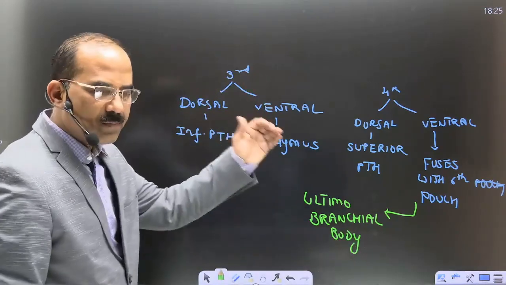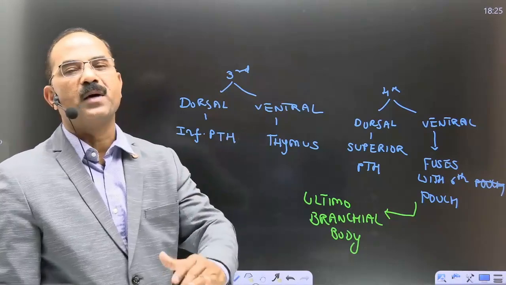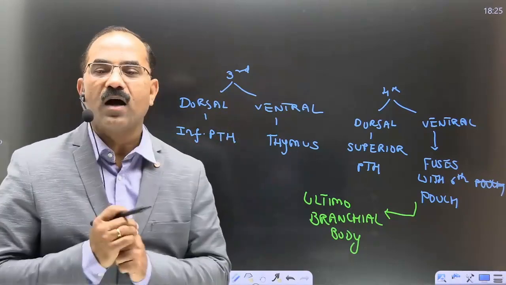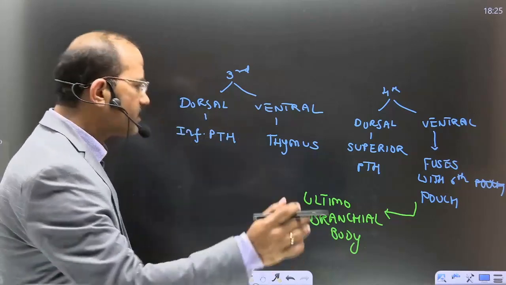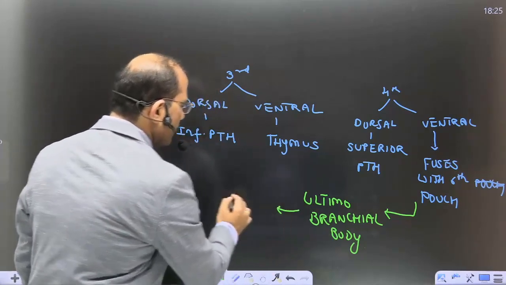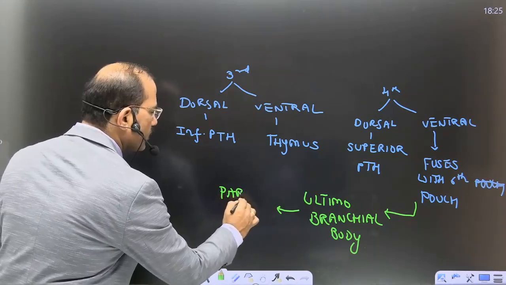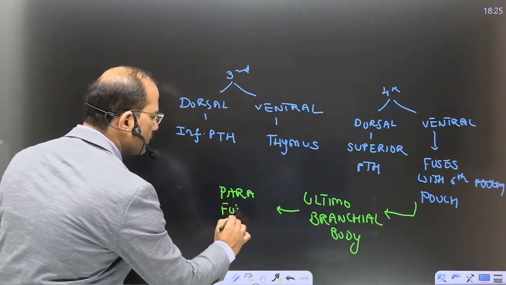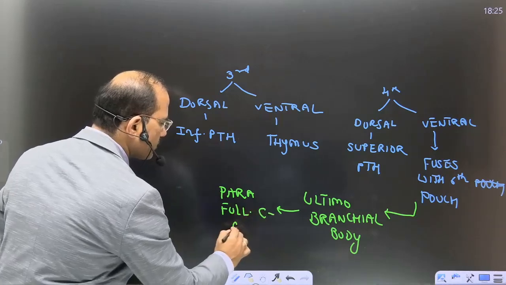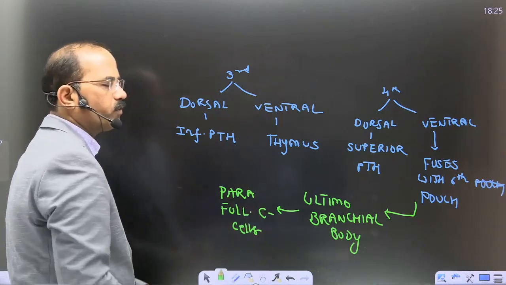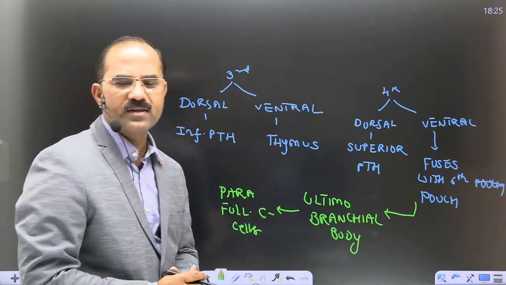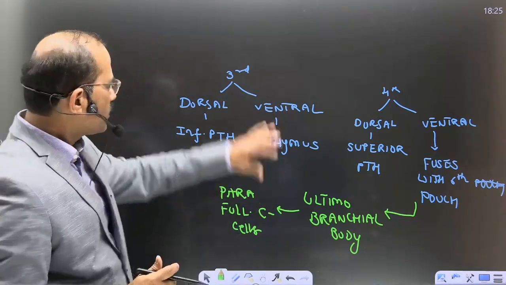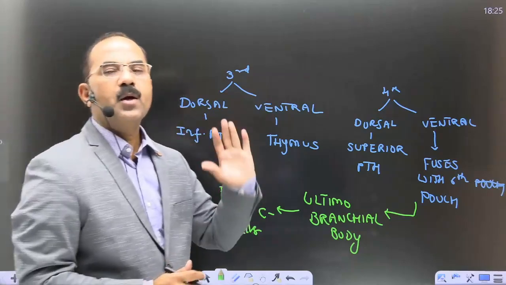Okay, so the ventral part of the fourth fuses with the sixth pouch to form a body which is known as the ultimobranchial body, and this ultimobranchial body is going to give rise to the parafollicular C cells of thyroid. Parafollicular C cells of thyroid. Clear, students? That's how you remember it. So that's about the endodermal pouches.